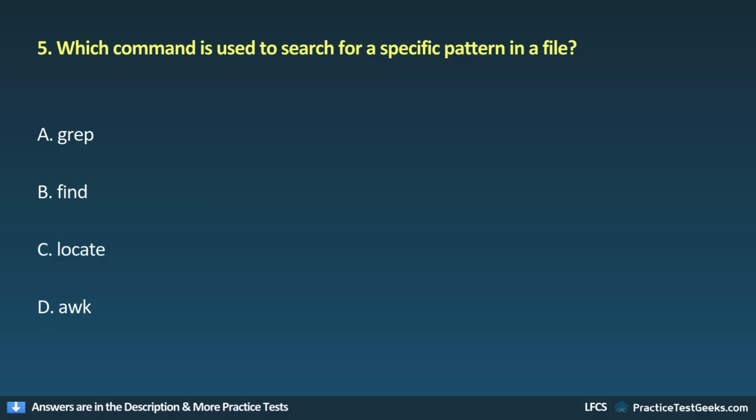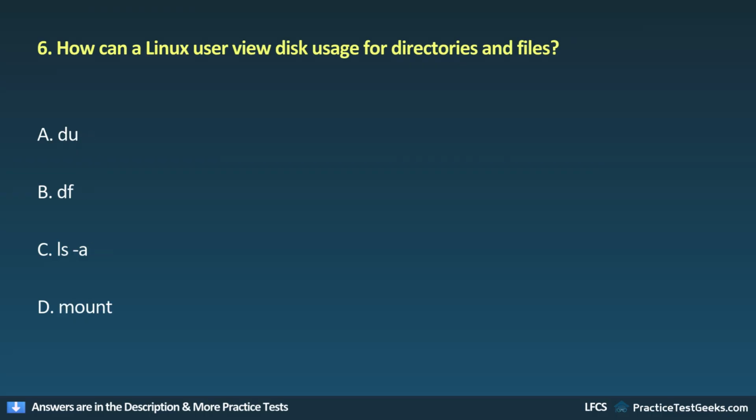A. grep. B. find. C. locate. D. awk. 6. How can a Linux user view disk usage for directories and files?